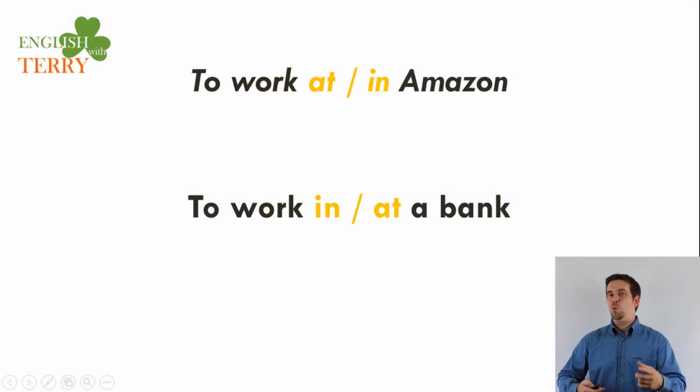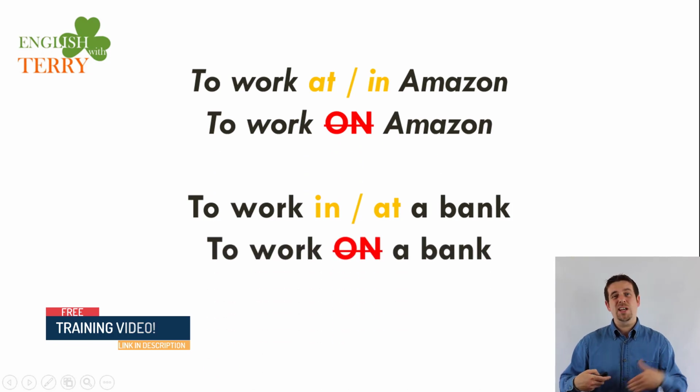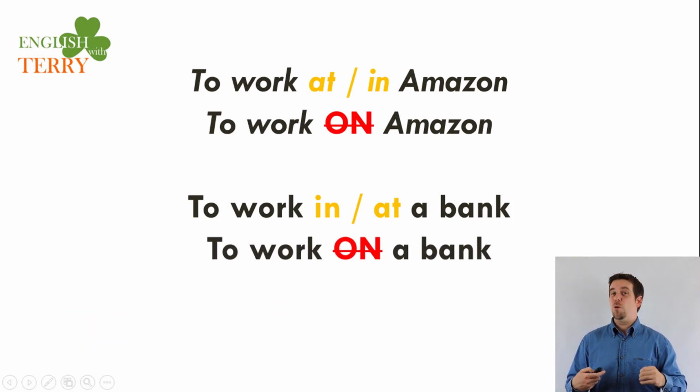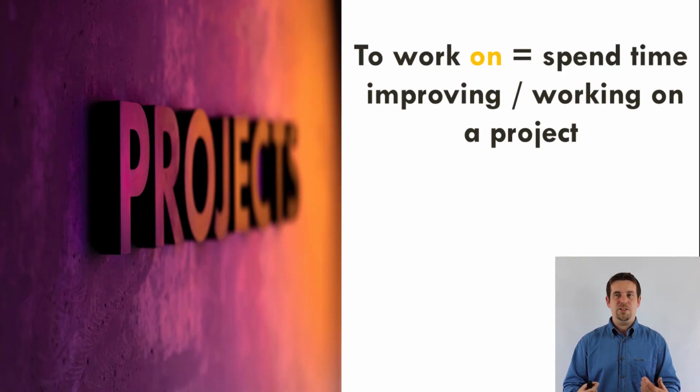So let's remember, when they ask you where are you working or where did you work, you can say to work at or in and the place. You can use the name or you can use the general name, and native speakers will use both interchangeably. But the big problem is you cannot say to work on Amazon because you're not working on the roof, okay? Or you're not working on a bank. You can work in a bank or you can work at a bank, but you can't really work on top of a bank. And finally, to work on means to spend time improving and working on a project.